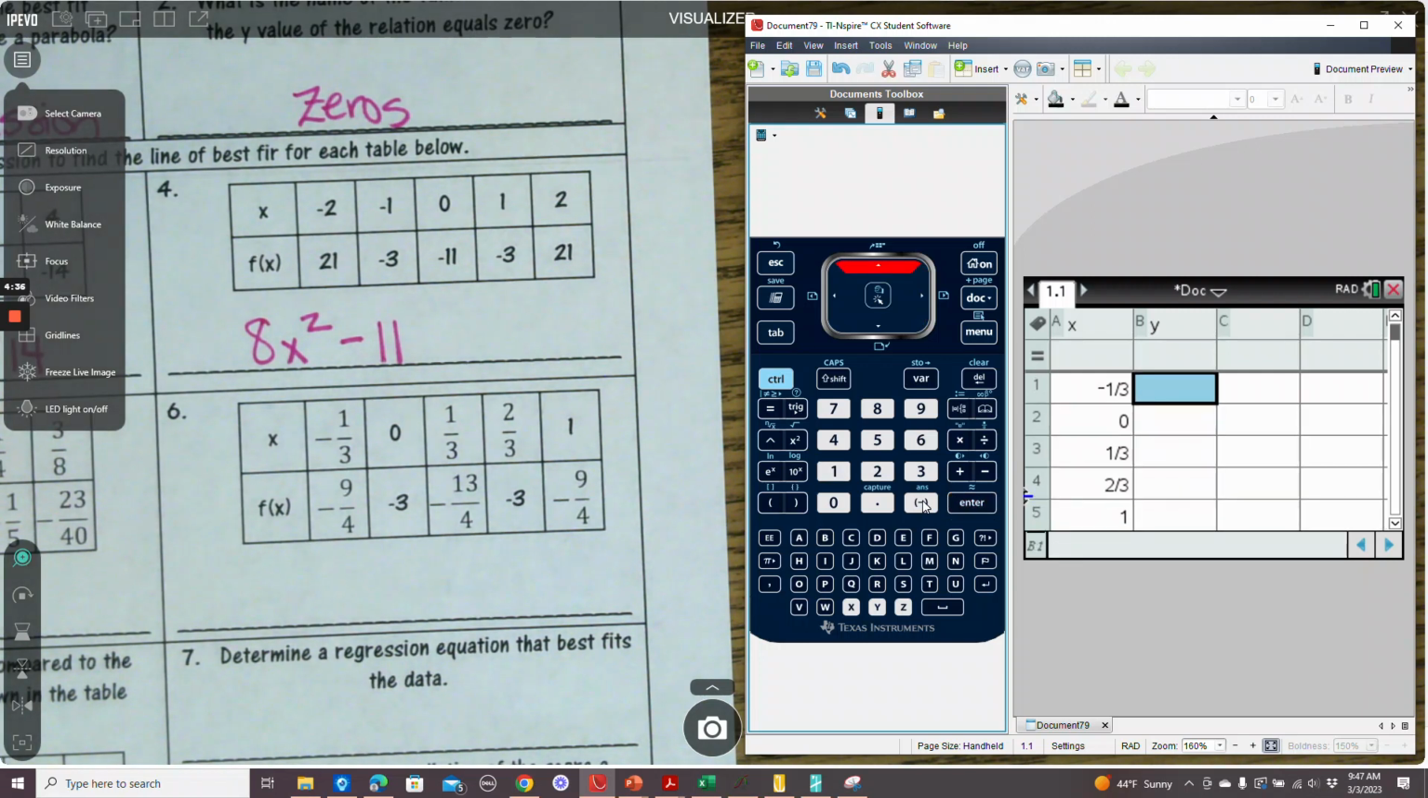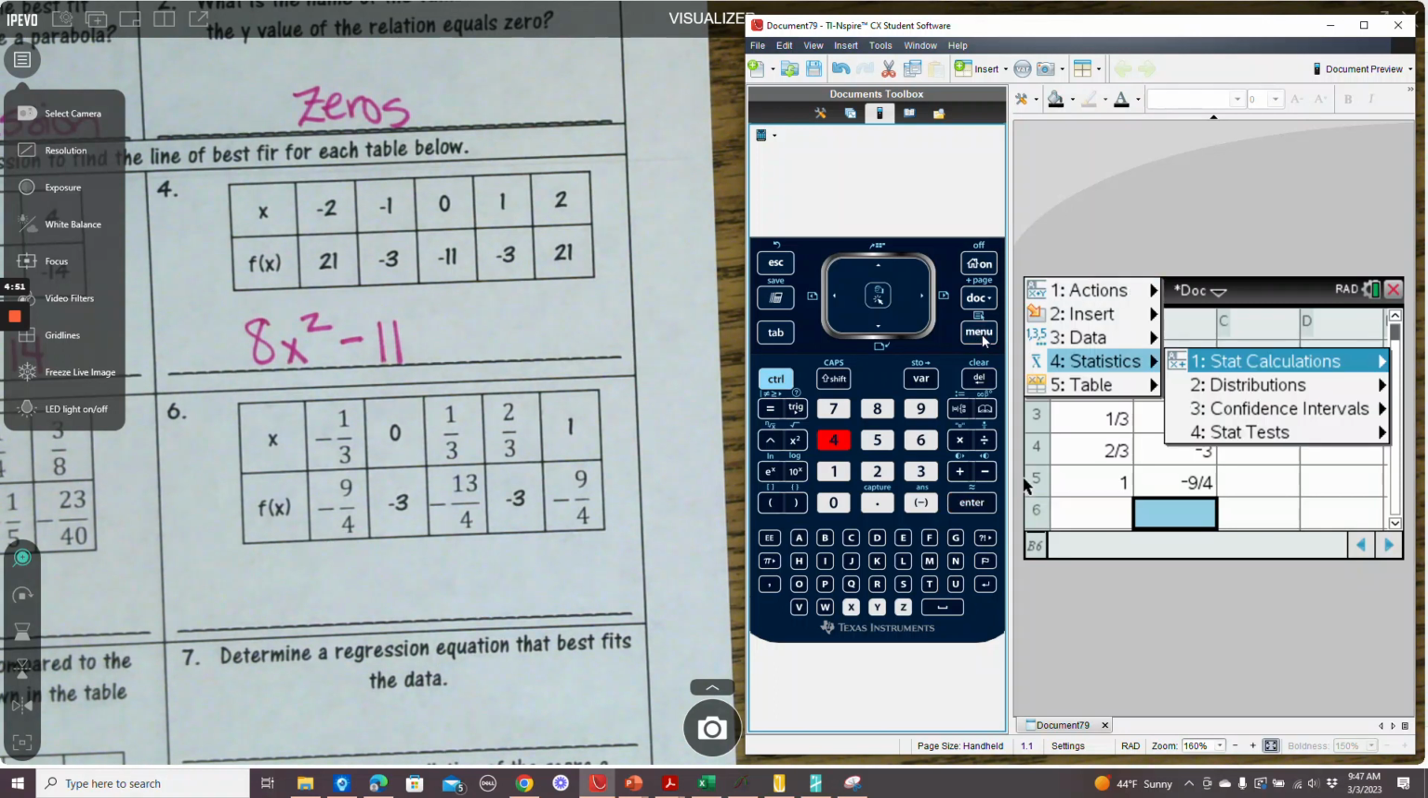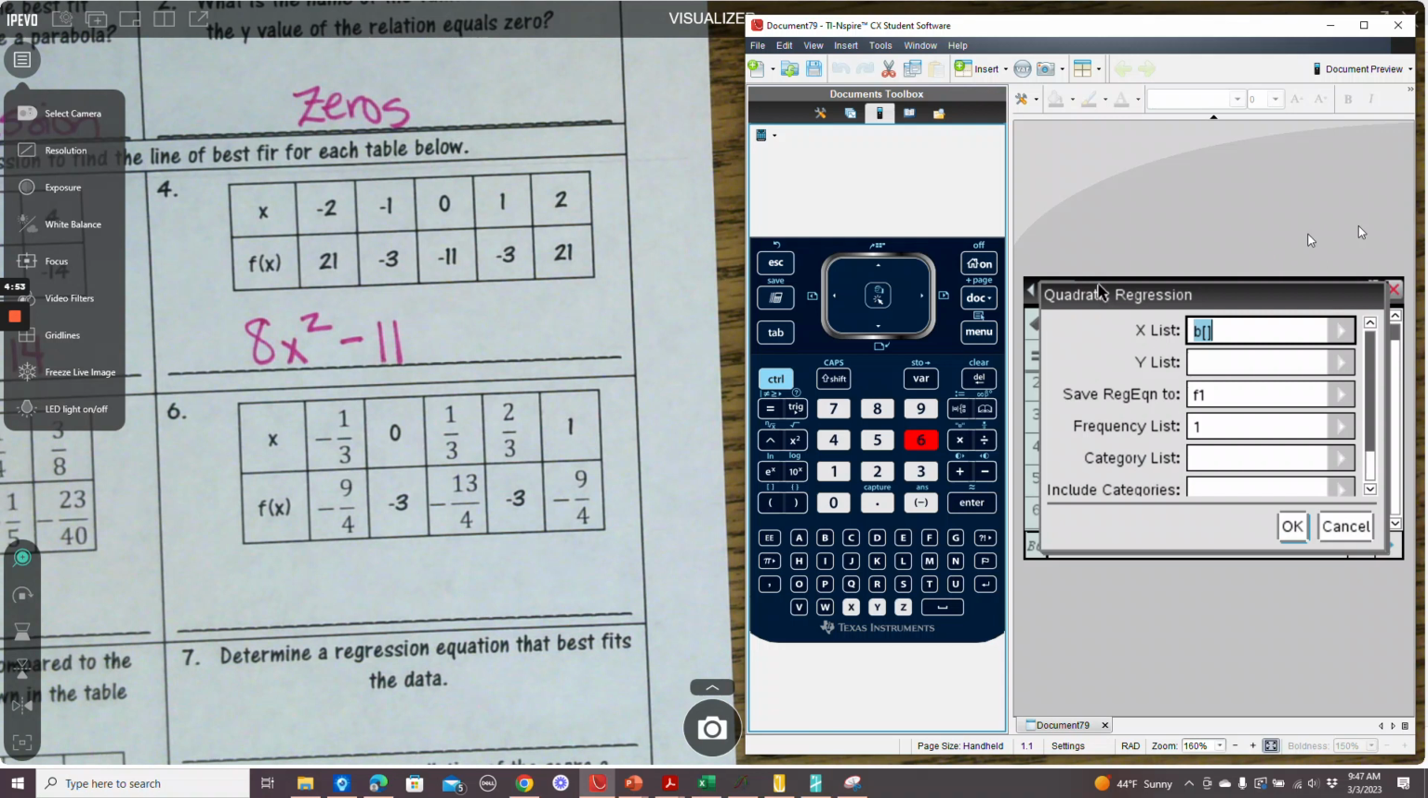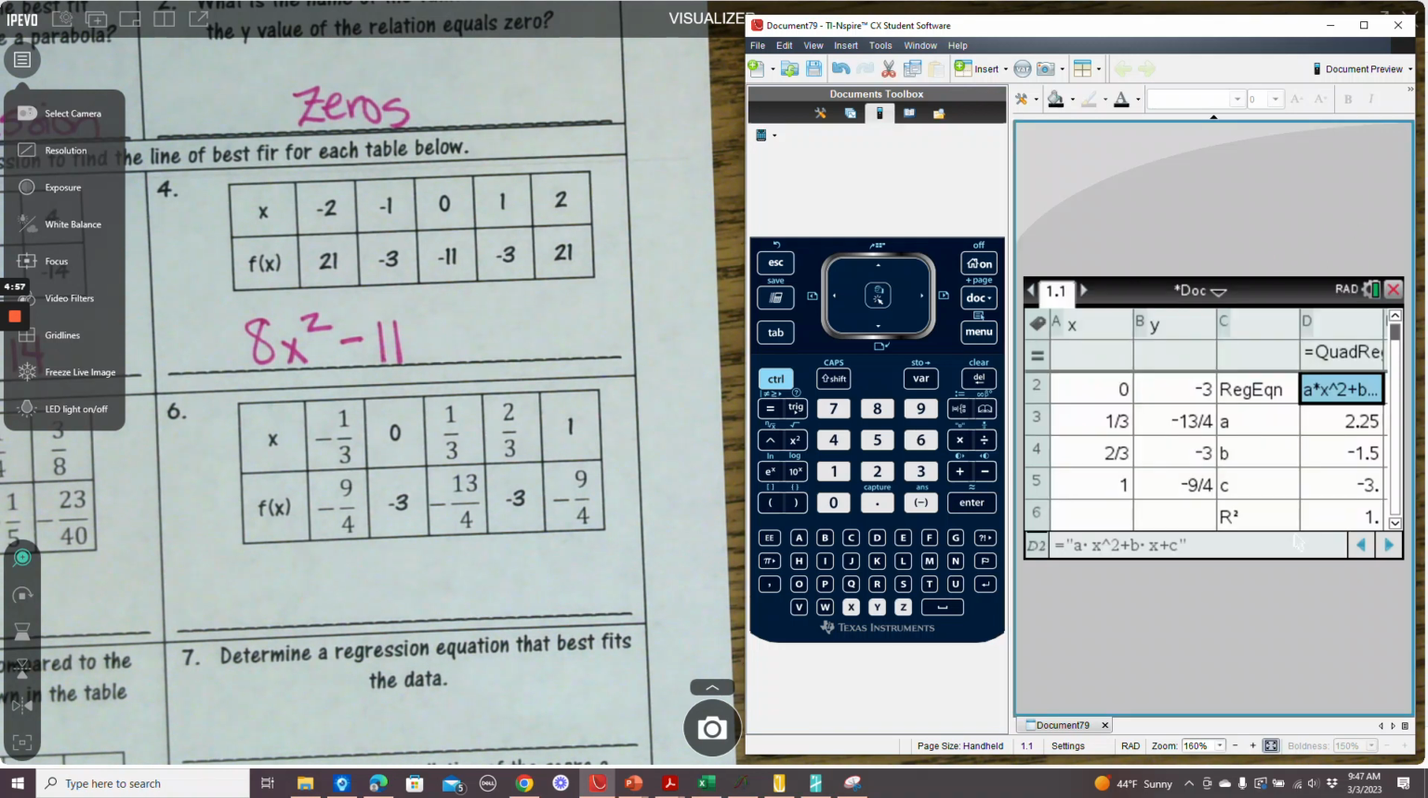All right, and then -9/4, -3, -13/4, -3, -9/4. All right, menu 4, 1, 6. X list to X, Y list to Y. All right, I got decimals here.